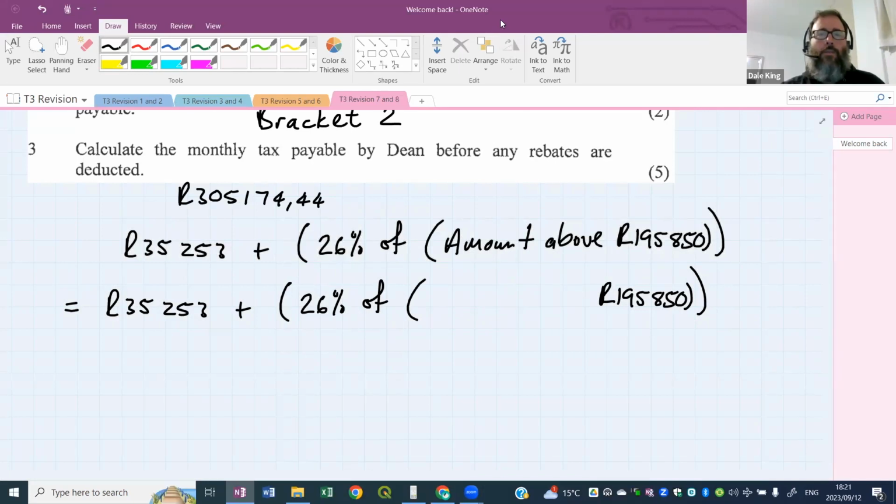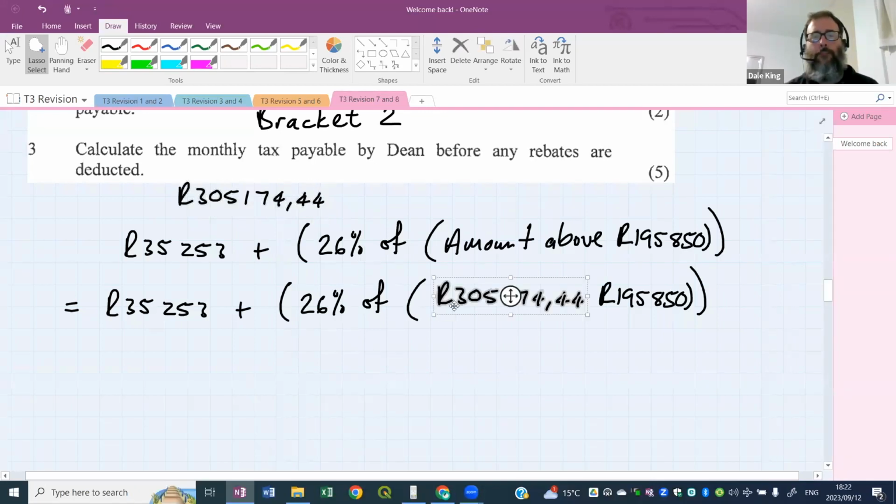Emmanuel. Okay, so what you would do is take that 305,174, the annual income, and then subtract the 195,850. Good job. Excellent. Thank you, Emmanuel. All right. So we need to subtract the 195,850 from this annual figure, and then that'll tell us how much above he is. Okay, so let's do that right now.